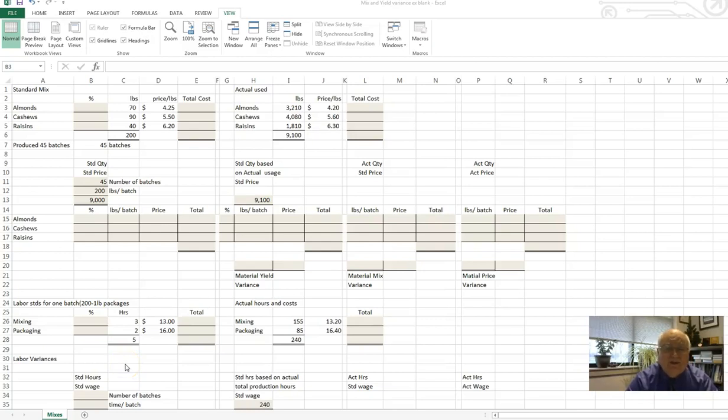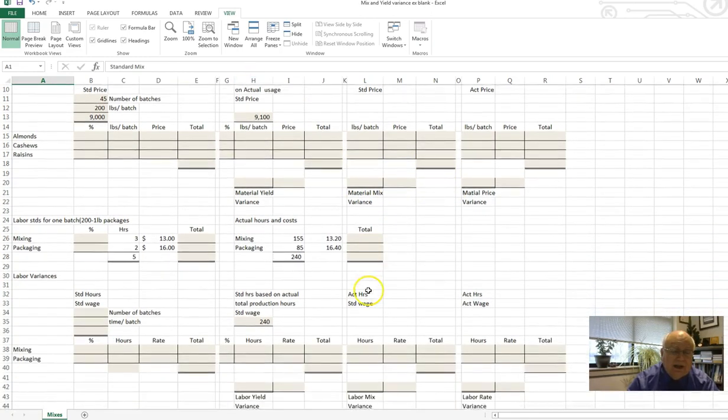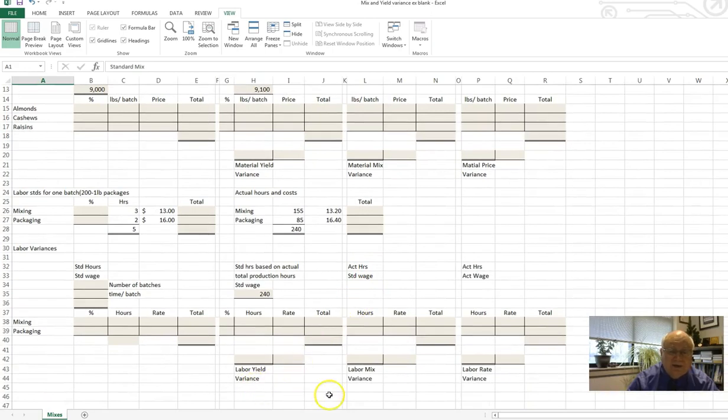On this one, we're going to do mixed variances. What I have here is my standard mix, and this right here is my standard. I have almonds, cashews, and raisins, and I use 70 pounds of almonds, 90 pounds of cashews, and 40 pounds of raisins. And over here is what I actually used. What we're going to do is come up with some variances on how we do this: the mixed yield variance, the material mix variance, and the material price variance first. And then down here, we're going to do the labor yield variance, labor mix variance, and the labor rate variance.